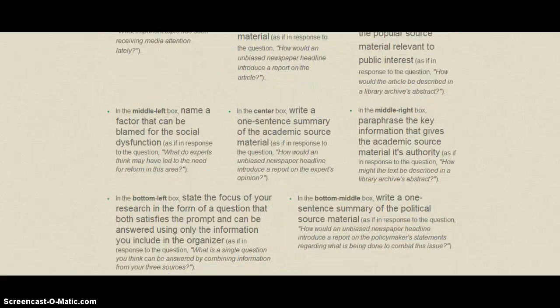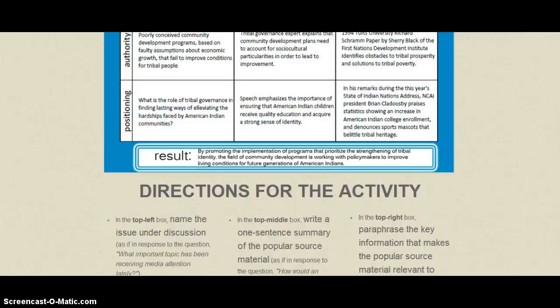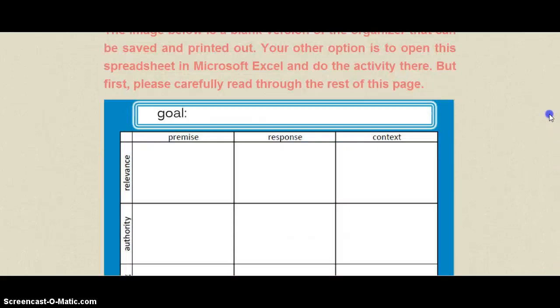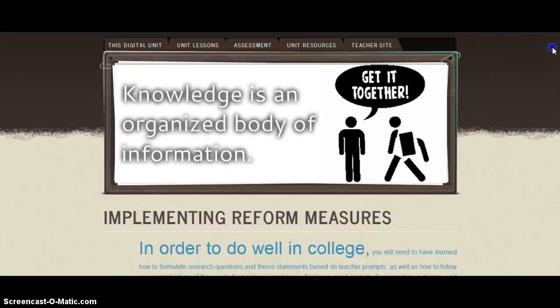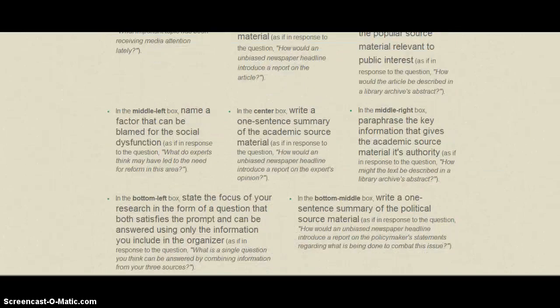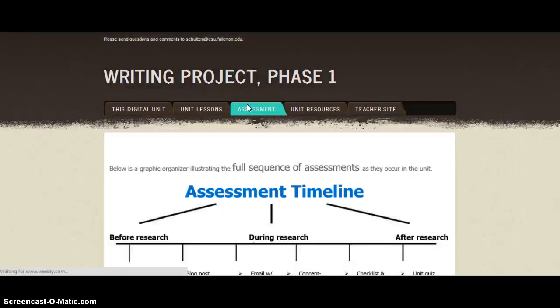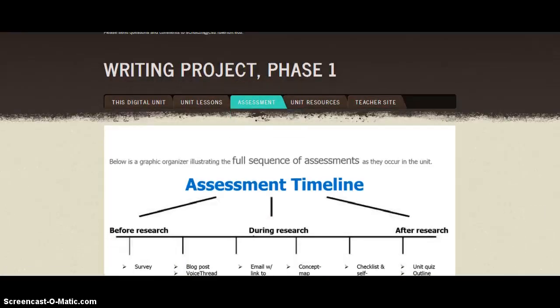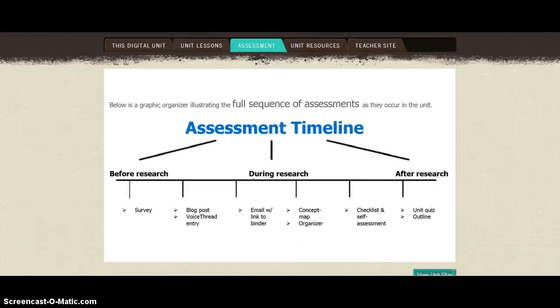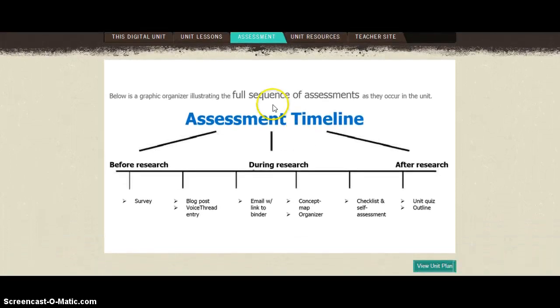For some reason the bottom right box is missing, but that's okay. So now that they're done with lesson 3, we can move on to the assessment page. Here I describe the order that they're going to be doing it in. And I organize it according to whether it's before they research, during their research, and after they're done.